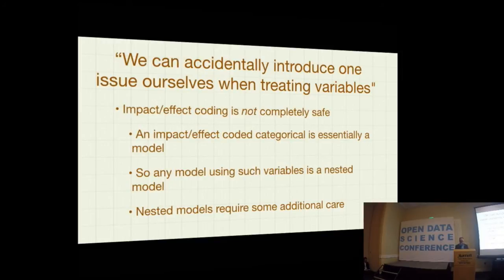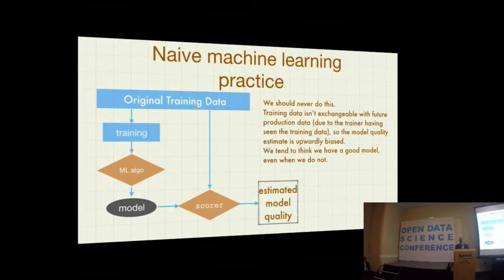So the idea is, remember I said that think of variables as single variable models. Well, therefore we have a nested model. That we're building a model not off original data, but off modeled data. And nested models require some additional care. So these are the diagrams that Nina worked really hard on, and I got to use them.